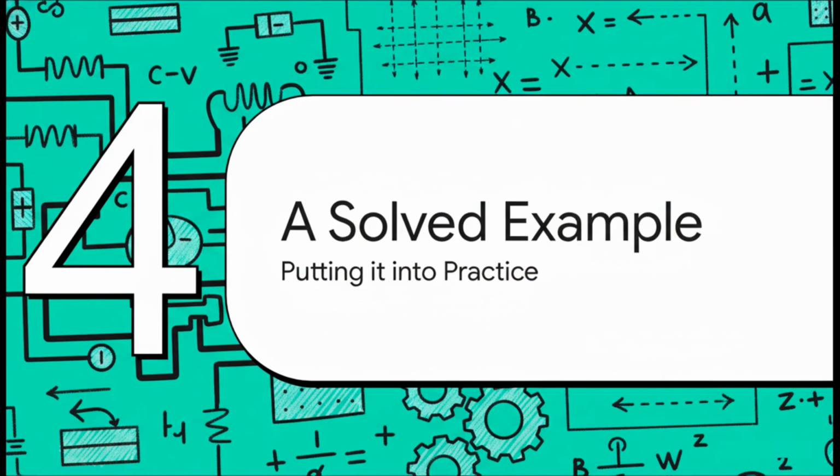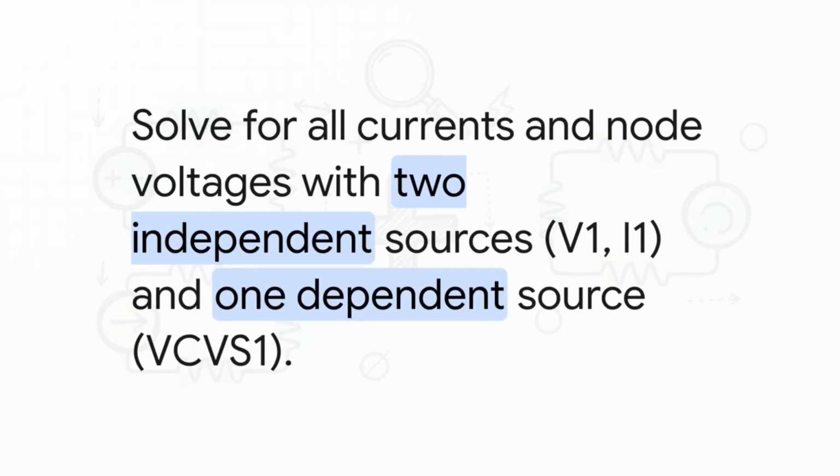All right, theory is one thing, but let's actually put this to the test. We're going to walk through an example with some real numbers and see exactly how this works. Okay, so here's our circuit. We've got a voltage source, V1, and a current source, I1. And to make it interesting, we've also got a dependent voltage source in there. Our goal is to find all the currents and the voltages at each node.